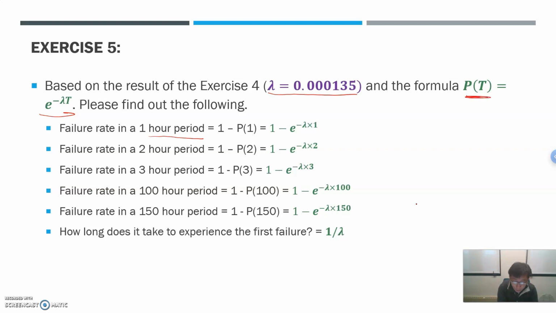So this gives you survival rate. This is asking about the failure rate. So what you need to do is naturally 1 minus that, or 1 minus this function. That will give you the failure rate, because this part is the survival rate. 1 hour, 2 hours, 3 hours, 100 hours, 150 hours. How long does it take to experience the first failure, which is 1 over lambda? This one is easy. You can just do 1 over 0.000135. Okay.